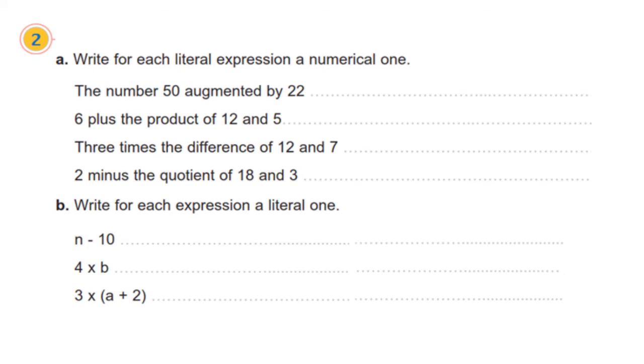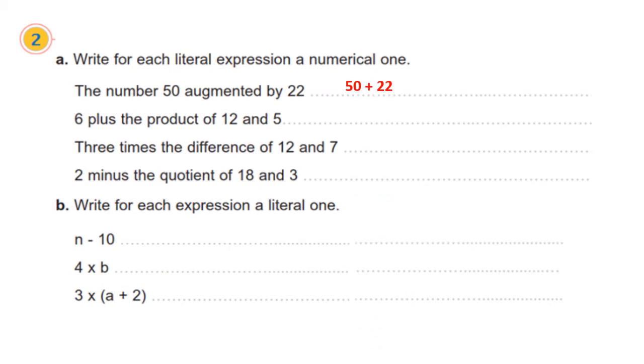And now in the second question, we need to write each verbal expression as a numerical one. So I already have the verbal form and I need to change it into a numerical expression. So we have the number 50 augmented by 22. Augmented by means I'm adding or increasing, so it's 50 plus 22.